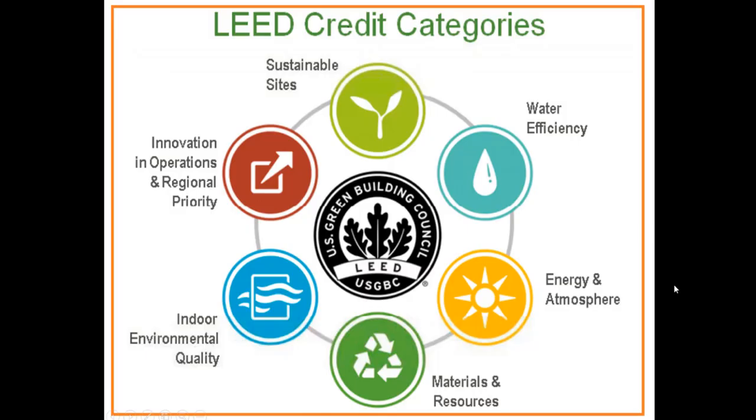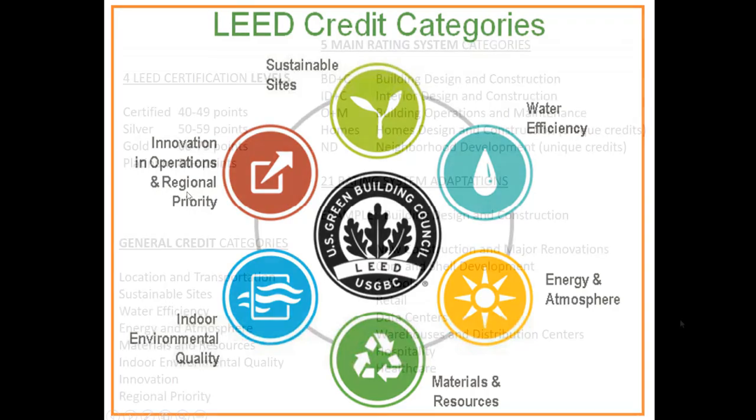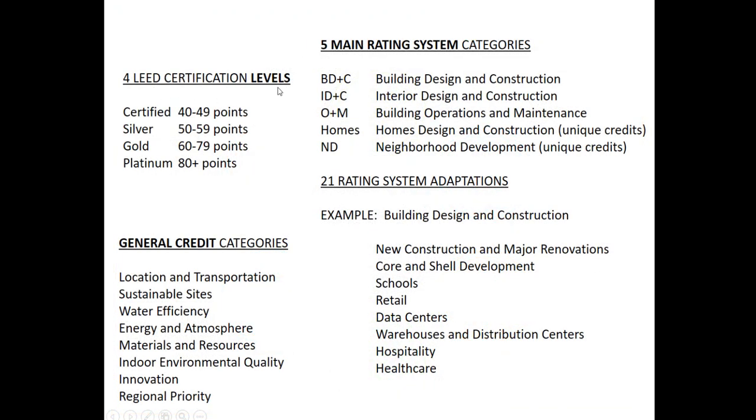Okay, so these are some of the credit categories, and in each one you can obtain so many points. Sustainable sites, water efficiency, energy and atmosphere, materials and resources, indoor environmental quality, like the air, and then innovation and regional priority. There are 4 certification levels: certified, silver, gold, and platinum. And these are the points. And we'll take a look at how you can get those points.